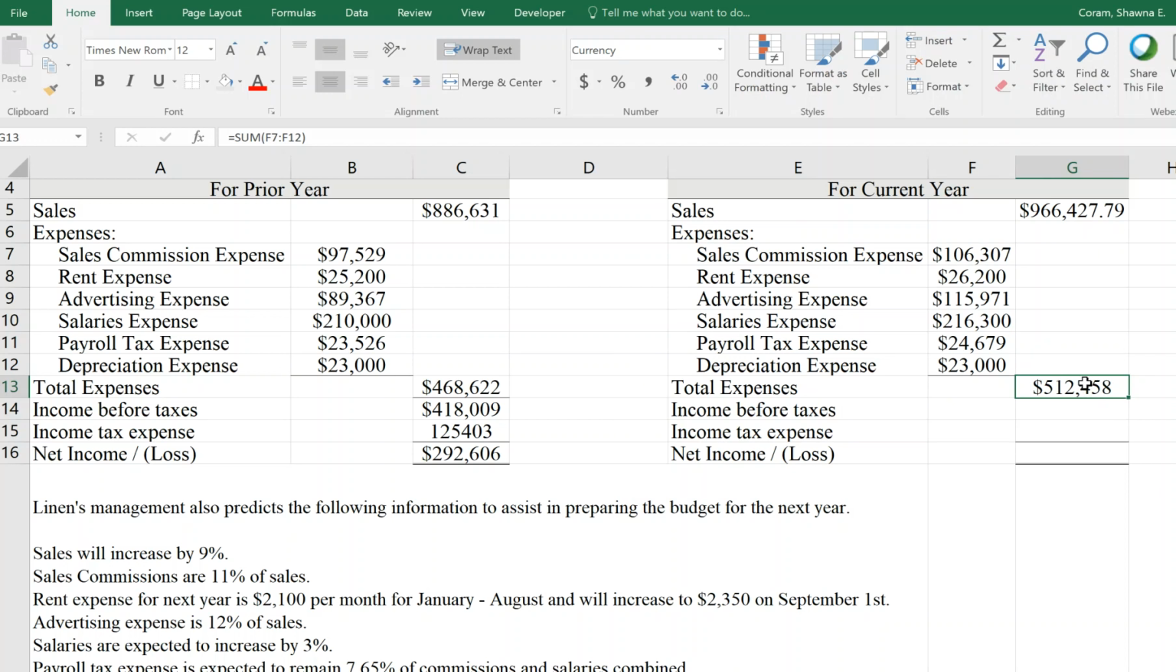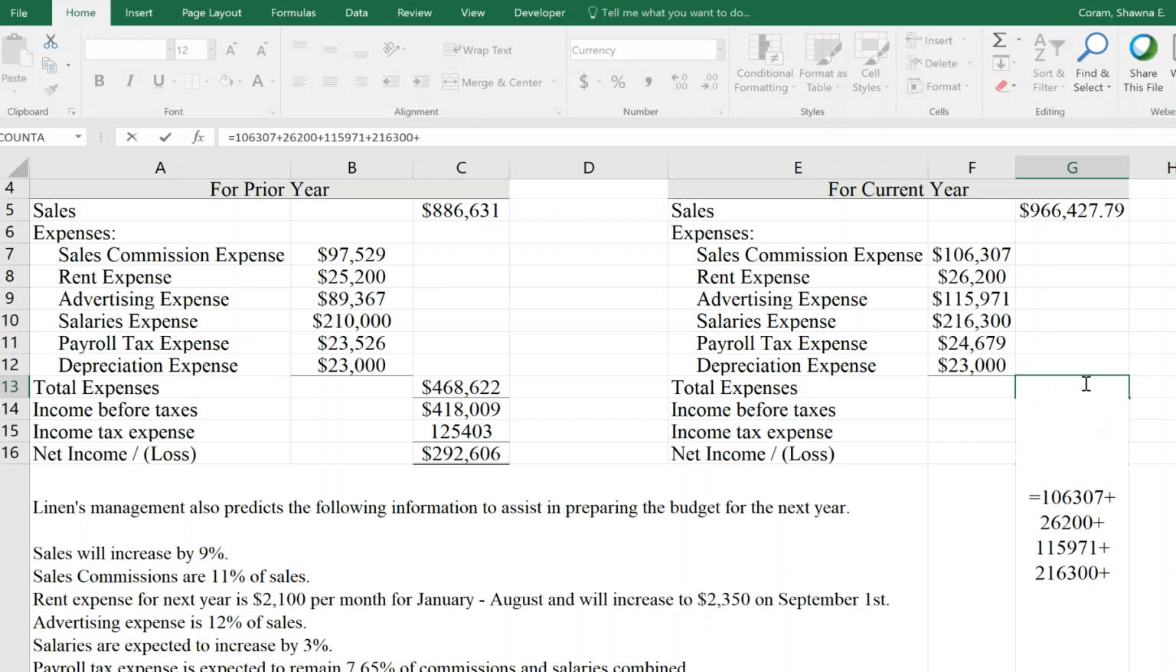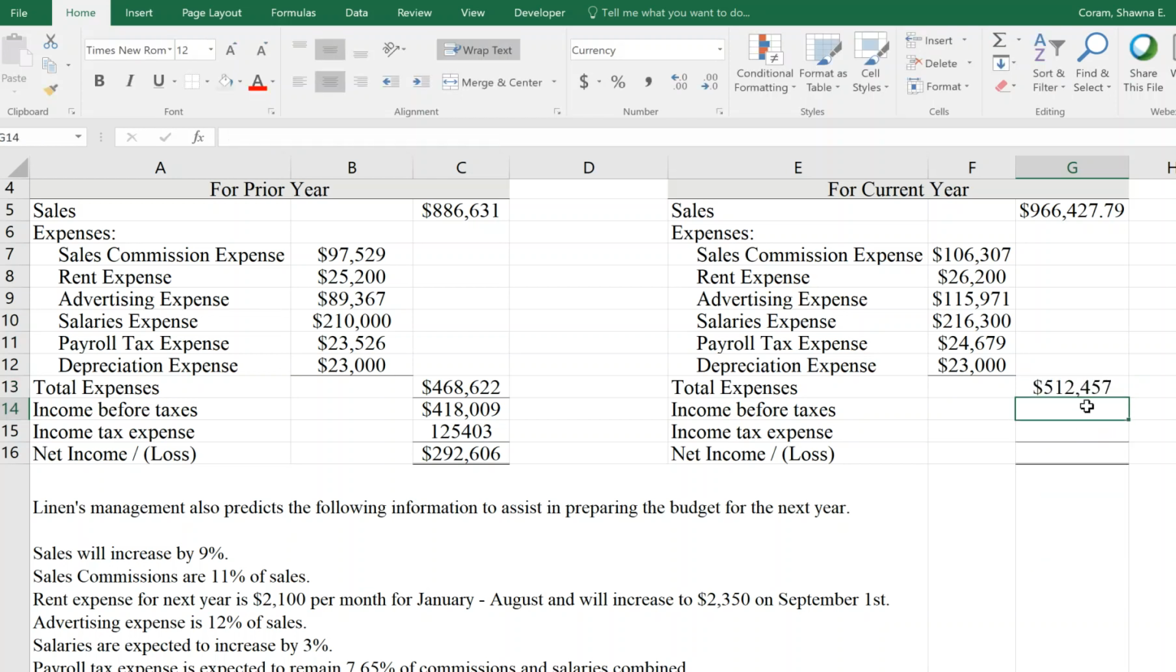So you may have to physically enter 106,307 plus 26,2 plus 115,971 plus 216,300 plus 24,679 plus 23,000. And if we do that, you see we get 512,457, not the rounded 458. And this would be what we're looking for.